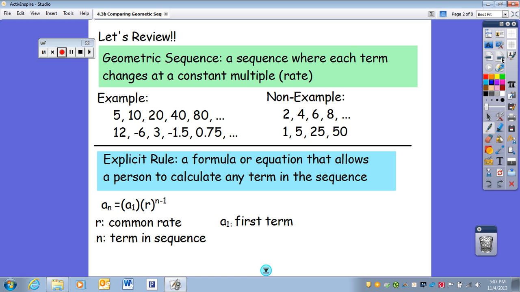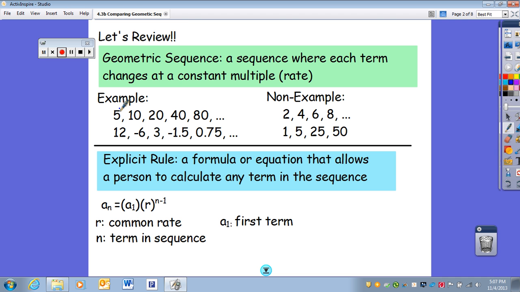Let's review. The geometric sequence is a sequence where each term changes at a constant rate. So we talk about our examples where we're going from 5 to 10, 10 to 20, 20 to 40, and so on, where we're multiplying by 2 to get to our next term.